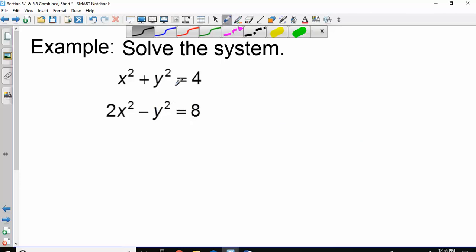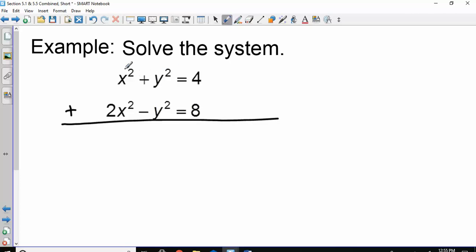Okay. We really have two variables. We have x squared and we have y squared. So we could either do substitution or elimination. Probably easiest if you just add these together. It's already set up. Elimination works great. 1x squared plus 2x squared is 3x squared. Positive y squared and negative y squared cancel. 4 plus 8 is 12. Divide that by 3.